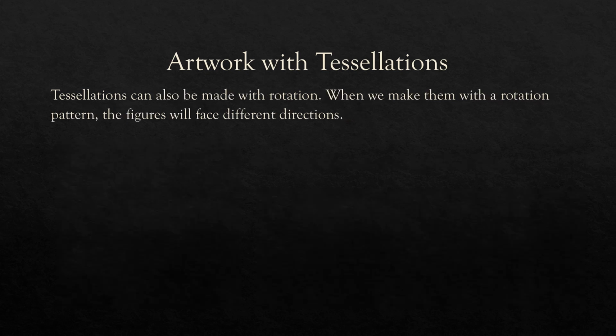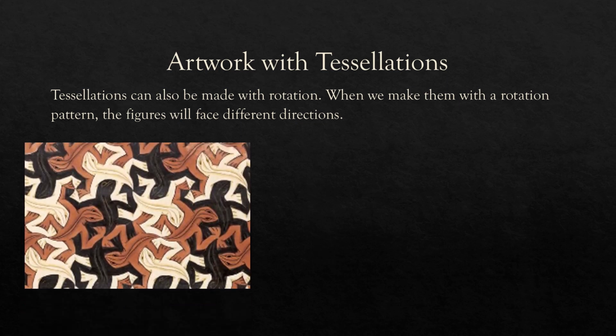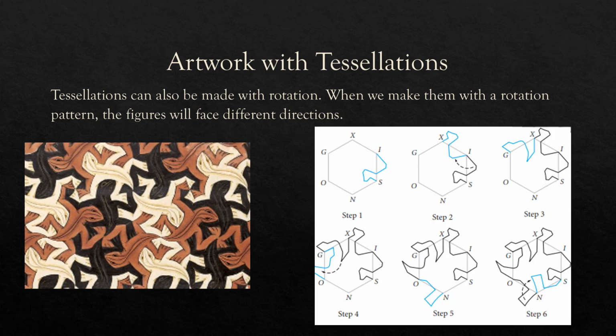Tessellations can also be made with a rotation. When we make them with a rotation pattern, the figures can face different directions. So in the last one, our horses were all facing the same direction. But when we use rotation, the faces will be in different directions. Here's a lizard artwork made with rotation. You can see that those faces are turning all different directions.